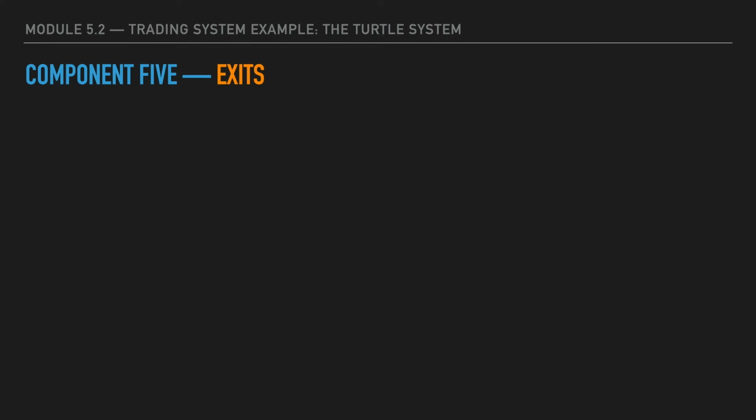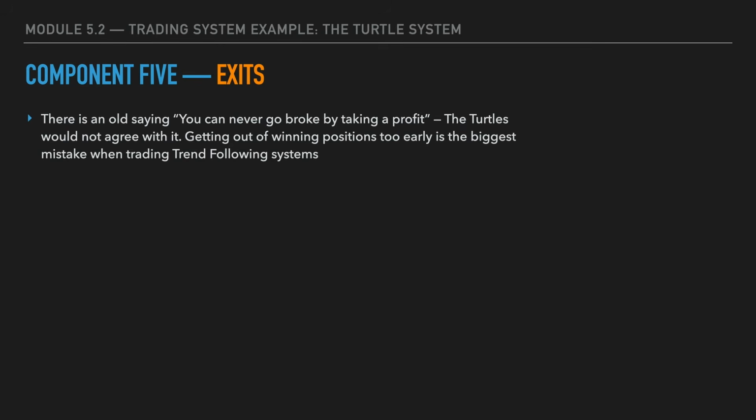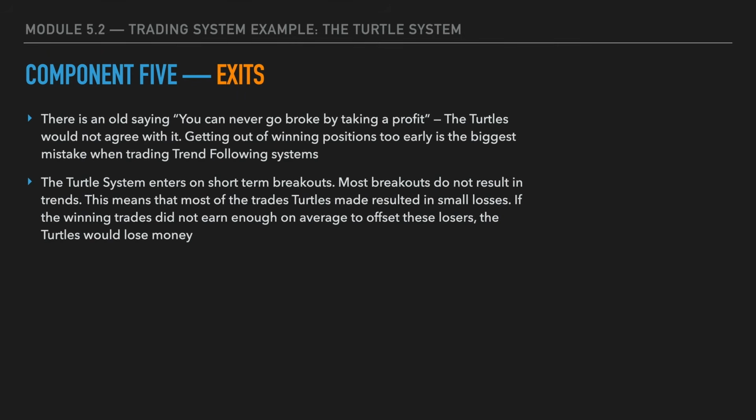Next, component number 5, the exit, which defines when to take profits from a winning trade. There's an old saying, you can never go broke by taking a profit. However, the turtle traders would not agree with it. Getting out of a winning position too early is the biggest mistake when trading a trend-following system. The turtle system enters on a breakout, and we all know that most of the breakouts fail.